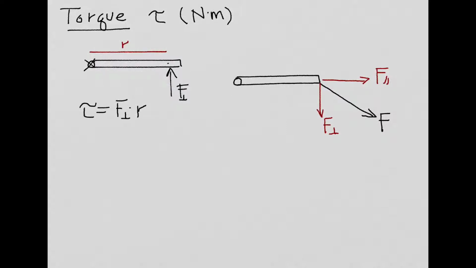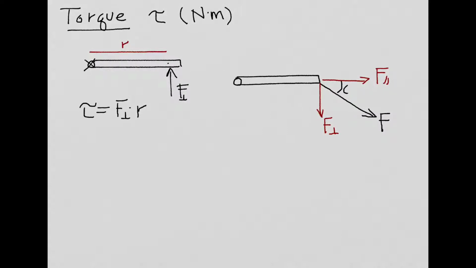If I pull on the end of the door with F parallel, that doesn't turn the door in any way, shape, or form. It just pulls on the door. On the other hand, if I push or pull with a force that's perpendicular, then I create a torque. So let's look at the geometry of this.